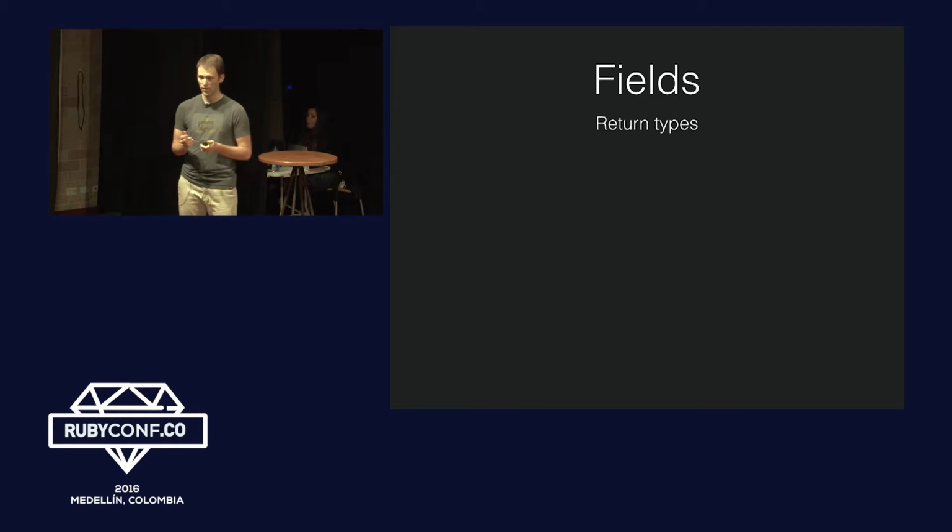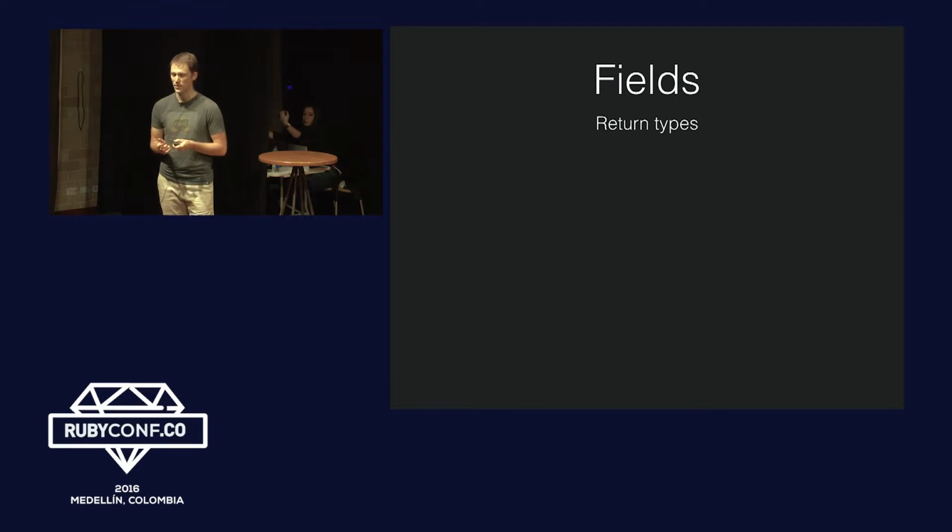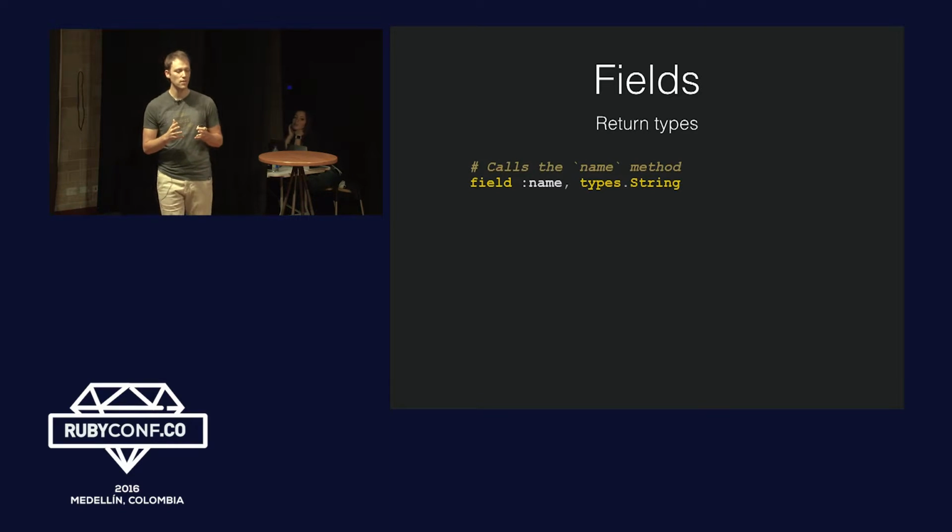Some of the types in GraphQL can have fields. Let's look at what that means. The simplest field definition just calls a method on an object. So this one calls the name method, and we say that that returns a string. We have to tell the schema what type it returns.